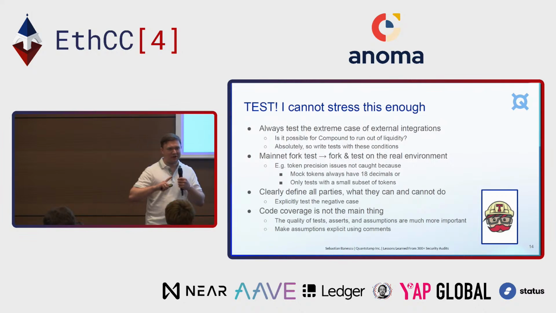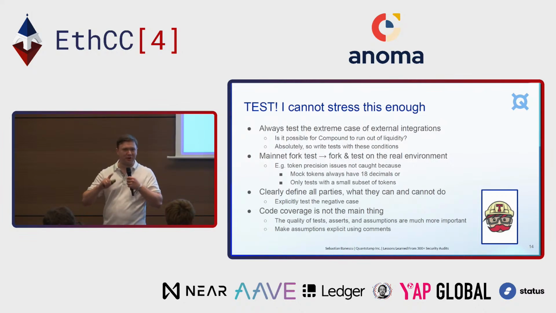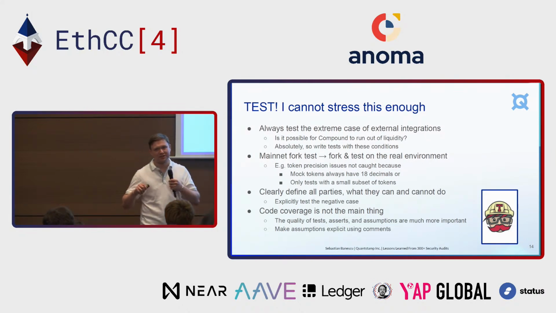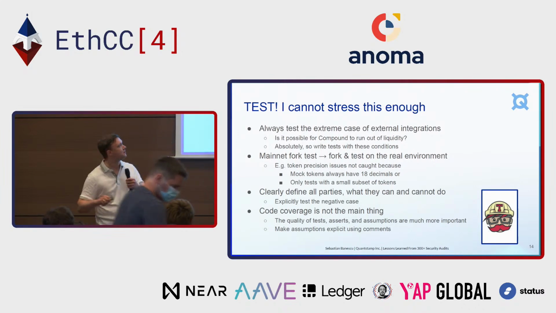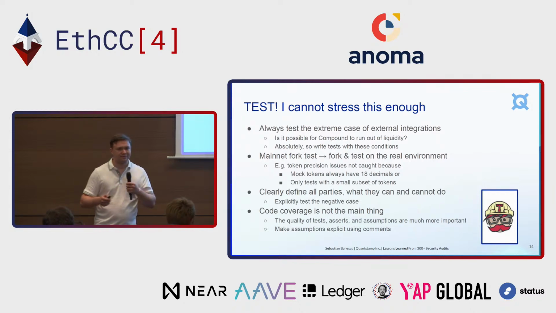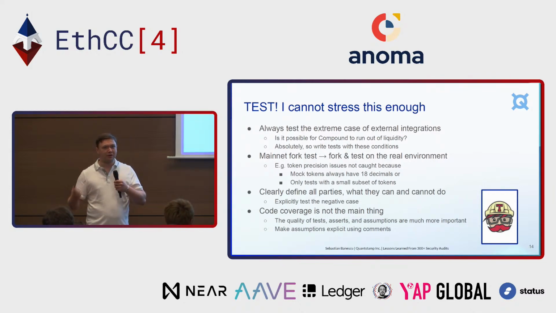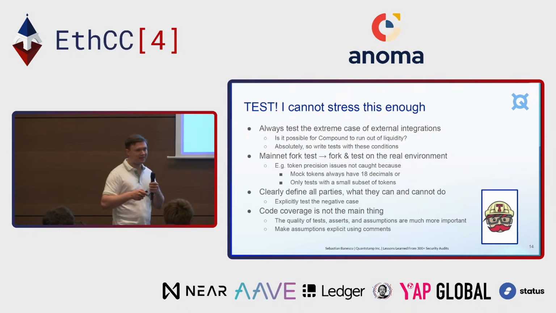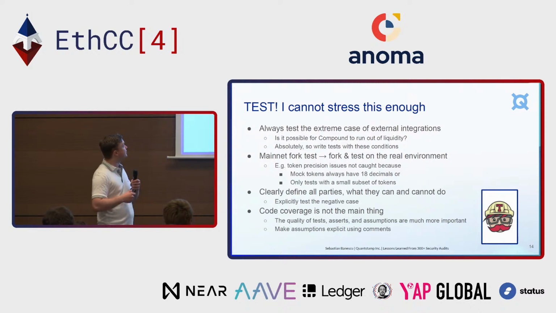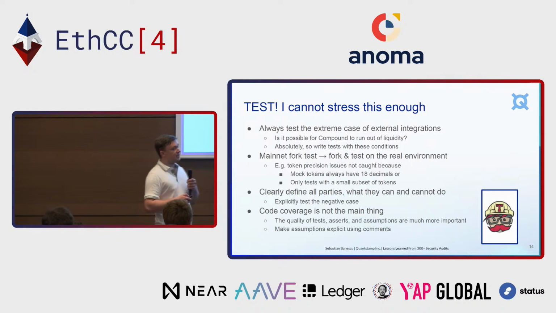I want to stress this a lot. This is something that should be done much more in this space, testing. It's so sad when we get projects which have 0 tests, okay? Always test the extreme cases when you're integrating. Question, can Compound run out of liquidity? Yeah, it can. So write tests which take that into account. You don't want your project to explode if that happens. Same thing on the previous slide, fork testing. Do mainnet fork testing. That's going to help you test on the real environment.